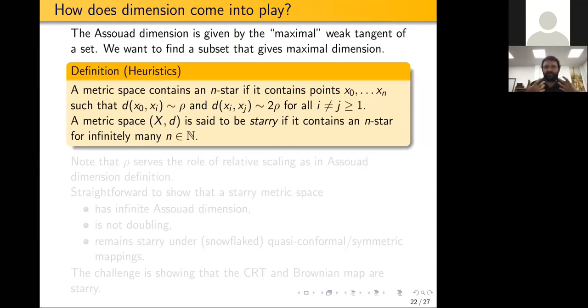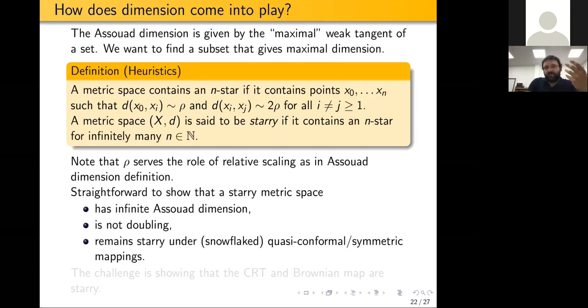So we're looking at this space that has these locally dense kind of things that you still need a lot of covers for, because they are far apart from each other, but not to this central point. And if you have a starry space, you can easily show that it must have infinite Assouad dimension. It's not doubling. These stars are also invariant under quasi-conformal and quasi-symmetric mappings. So all of the things that we want to prove, we get by just showing that these structures exist almost surely. All right, so for the continuum random tree, this is fairly straightforward.